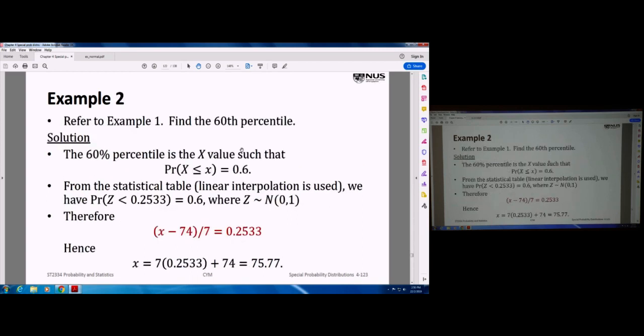So okay, in this case, what we want to find, example 2, is the 60th percentile. So the 60th percentile, what does it mean? It is the value x such that the probability of being less than or equal to x is 0.6. That is what the 60th percentile means. So now if I standardize, I have to do x minus 74 over 7, which gives you a standard normal random variable, where the probability of being less than or equal to 0.6 gives you the value of z, and apparently that is 2.533.